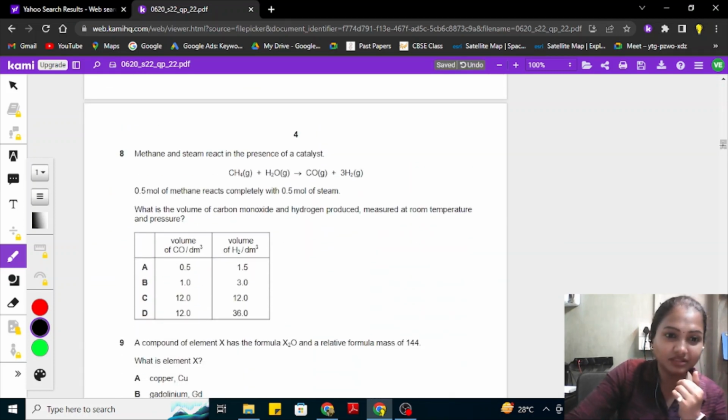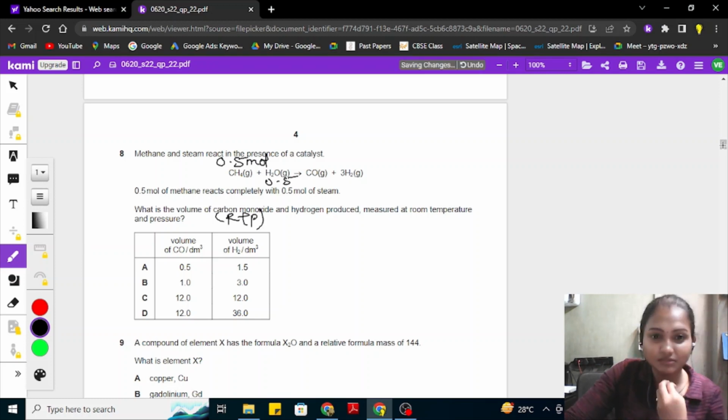Eighth question, methane and steam react in the presence of a catalyst. So here we have the reaction. The methane, 0.5 mole of methane. So here we have 0.5 mole. It is reacting with 0.5 mole of steam. What is the volume of carbon monoxide and hydrogen produced? Measured at RTP. So here we have to find out the volume for it. So it is a mole based question.